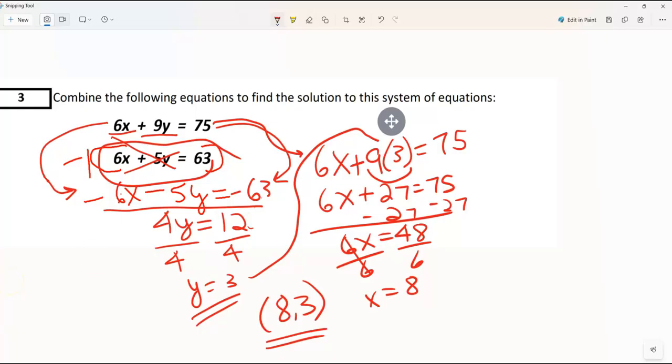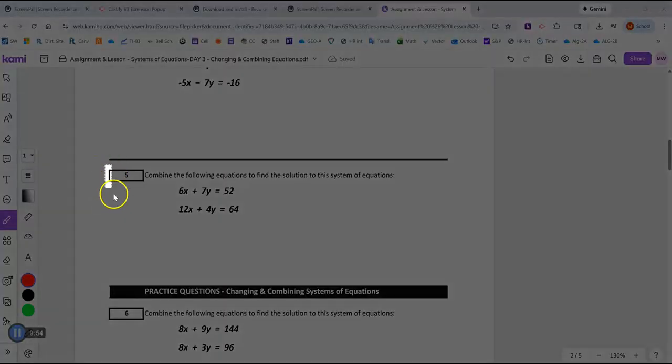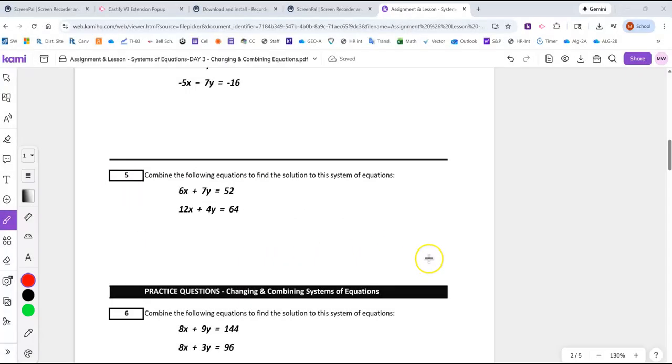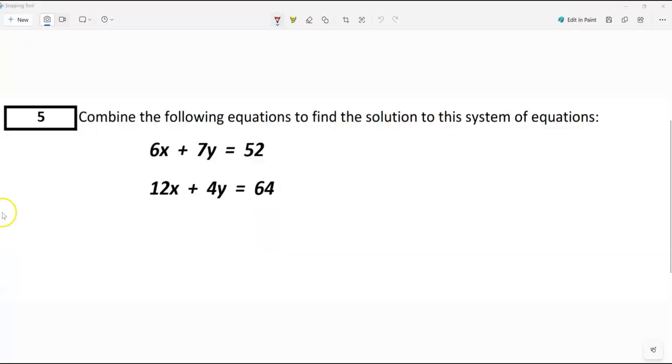Now let's look at another one. I'm going to try number 5. I'm going to skip 4 for a second, but I'll come back to it. When I look at number 5, I see 6x, 12x, and 7y, 4y. So 6 and 12 are different. Again, my goal is to make sure that I have the same number of x's, except that one is positive and one is negative.